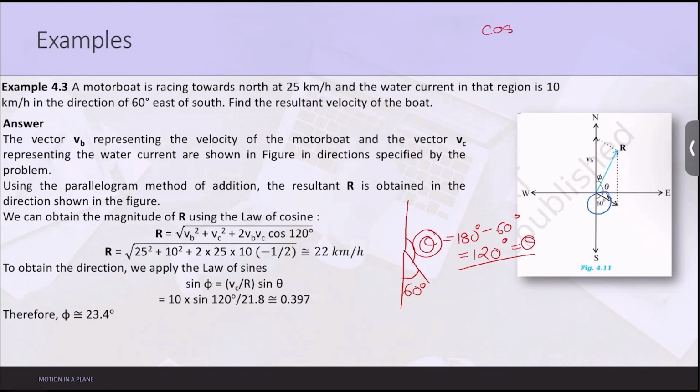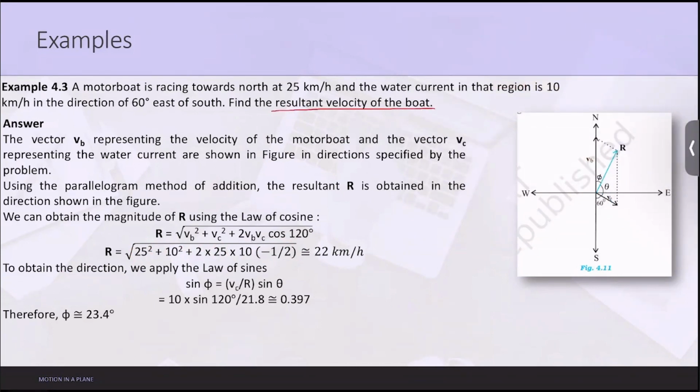Please remember, what is cos 120 degrees? Cos 120 degrees is nothing but equal to minus 1 by 2. Okay, so just put everything in the expression: 25 square plus 10 square plus 2 into 25 into 10 into cos 120, which is minus 1 by 2. Calculate that expression, take the square root of it, and finally we'll get approximately 22 kilometers per hour. Fine. So that is the resultant velocity of the boat.